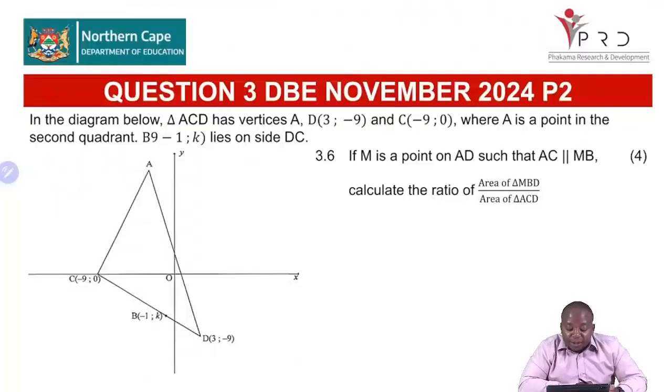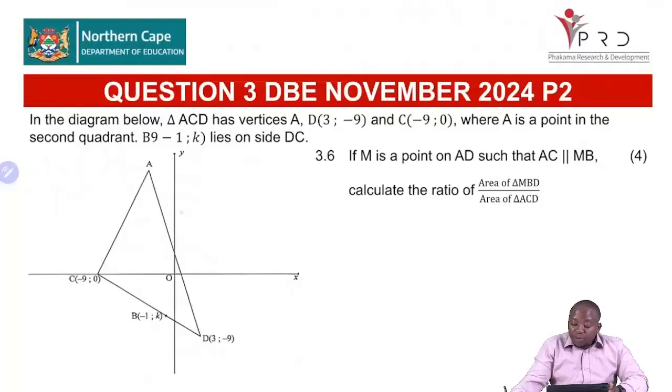3.6 is as follows. M is a point on AD, such that AC is parallel to MB. Calculate the ratio of the area of triangle MBD over the area of triangle ACD.